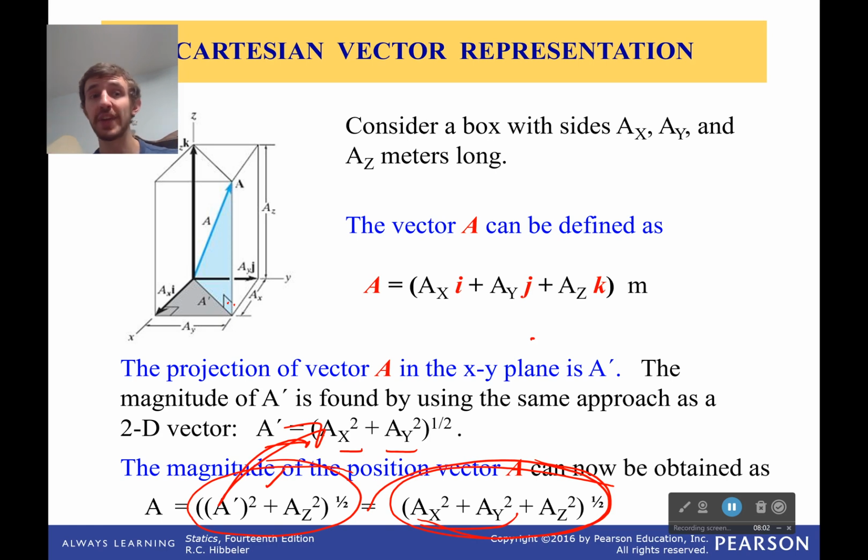Okay, so with that, let's stop here. You've seen the Cartesian vector representation. You've seen the A prime, this whole A prime thing, it comes up a lot. Make sure that you realize that you can do that and how you would take certain components to figure out the projection. It makes things much easier.